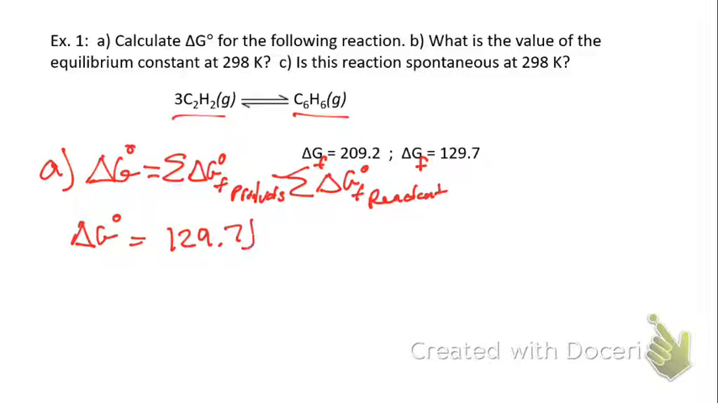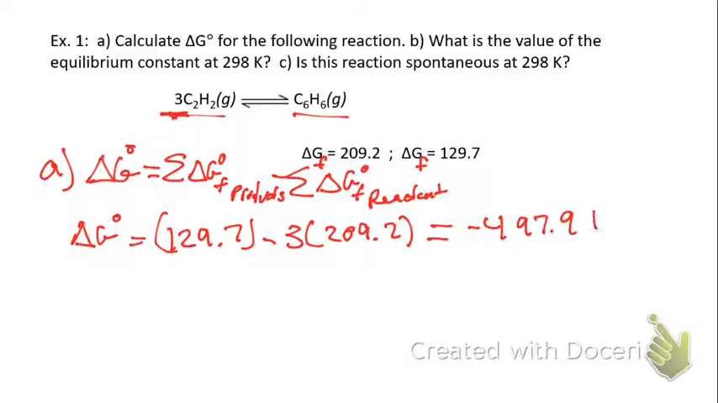129.7. That's the value of our product, minus 209.2. And since we have 2 moles of reactant, we're going to have to multiply that by 3. That should give us a value of negative 497.9 kilojoules. Okay, so there's our delta G value for A.